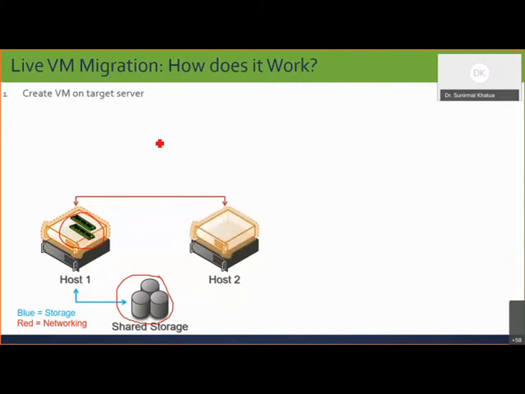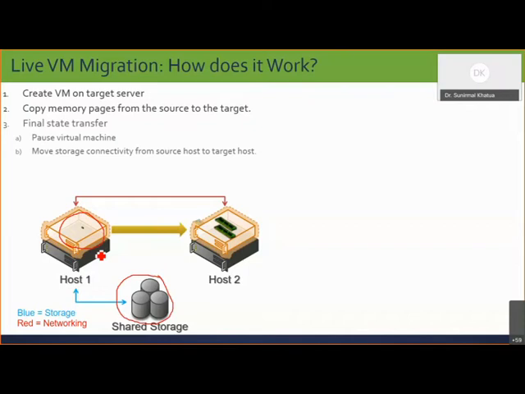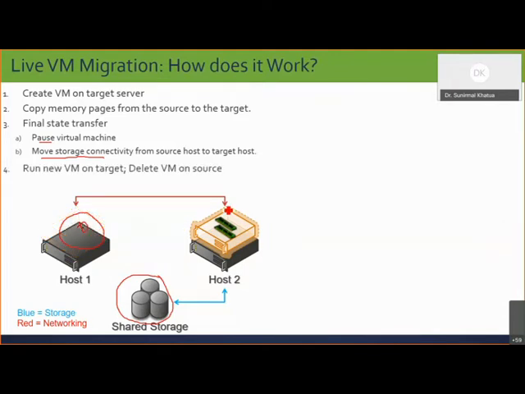For that, first we need to create a virtual machine on host two, and then we copy the memory pages one by one to host two, all the memory pages, until the remaining memory pages go below a certain threshold. When the remaining memory pages are very low, we pause the virtual machine on host one and move the storage connectivity to host two. Then we start the virtual machine on host two and terminate the one on host one, so that the VM is migrated. So the main issue is how we can copy the memory pages while the VM is running. This is the main challenge of live VM migration.